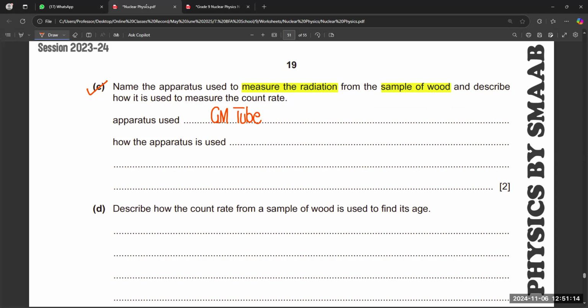And in the second part, how the apparatus is used. The apparatus can be used very easily. We need to place it in front of the radioactive particle. Radiations come out from the radioactive particle and are received through the GM tube, and we will get the count rate on the screen.